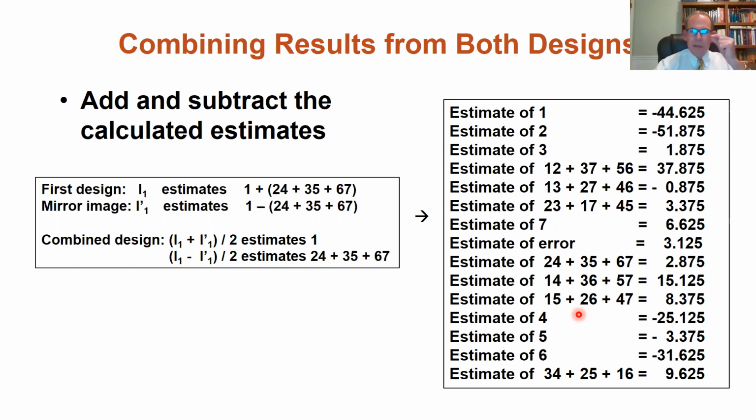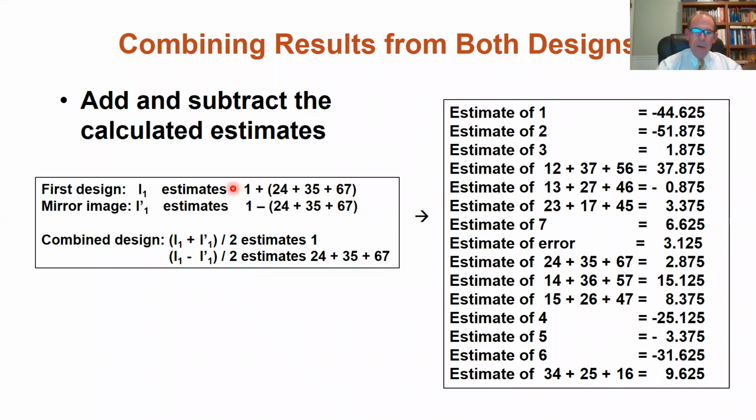So what I can do is combine the results from my first design and my mirror image design. My first design, L1, was estimating this, and the mirror image design, L1 prime, was estimating this. If I combine the results by adding, these two-factor interactions cancel.